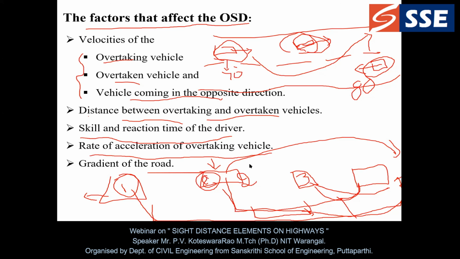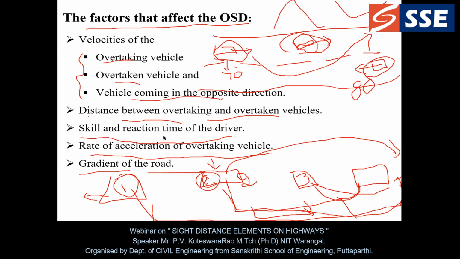Then how much rate of acceleration the vehicle can have. Some vehicles may not have that much acceleration capacity. Then it is not advisable for such vehicles to overtake any vehicle. Another one is the gradient of the road. Depending upon the upward or downward gradient, again the overtaking process is going to be varied. So these are the factors that affect the overtaking sight distance.